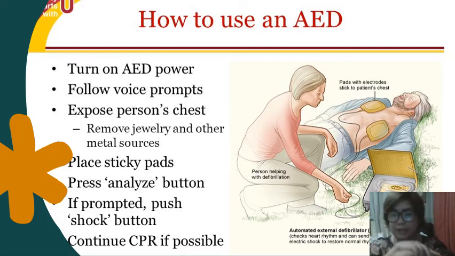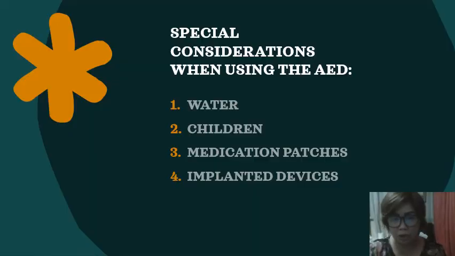Now, you check the bracelet if there is an identifier, especially for patients who underwent surgeries, such as knee surgeries with metallic implants, or those with a pacemaker. So it has to be checked. Now, place the sticky pads, press on the analyze button, and let the device analyze the heart rhythm. Then, if prompted, push on the shock button, and continue CPR if it prompts you to continue CPR. Okay? So that is how to use an AED.